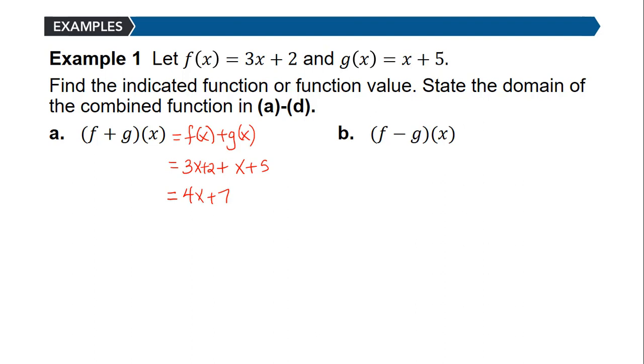Now we're asked to state the domain of the combined function. Well, we have to look at what is the domain of f, and I'm going to write this as a D with a subscript of f. Remember that f is a linear function. The domain of all polynomial functions is all real numbers, so we know the domain of f is negative infinity to infinity. The domain of g is also all real numbers since this is a linear function. So if the domain of f and the domain of g is all real numbers, then the domain of their sum, f plus g, which is the intersection of these two domains, is also all real numbers.